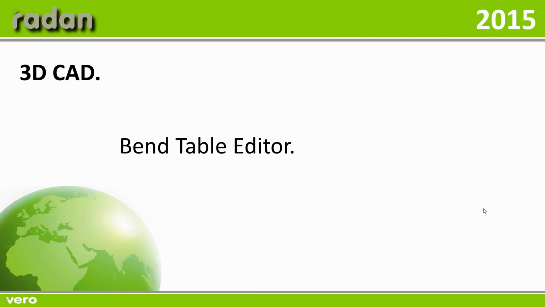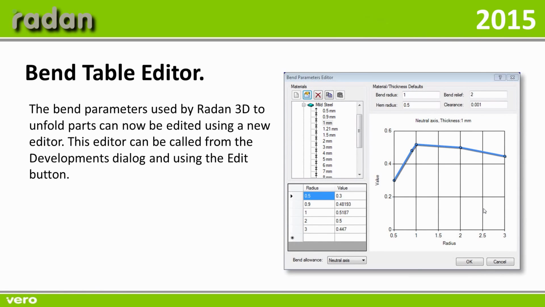Bend Table Editor. The bend parameters used by Radan 3D to unfold parts can now be edited using a new bend table editor. This editor can be called from the Developments dialog box using the Edit button. This image shows the new bend parameter editor. Here you can see we can input our radius, our bend relief and our hem radius. The radius is listed down here with our allowance values associated to them, and this graph displays these values in a visual way. Let me go and show you that in action.